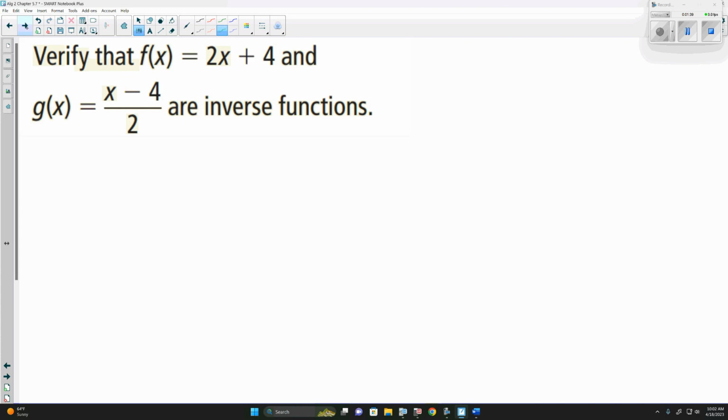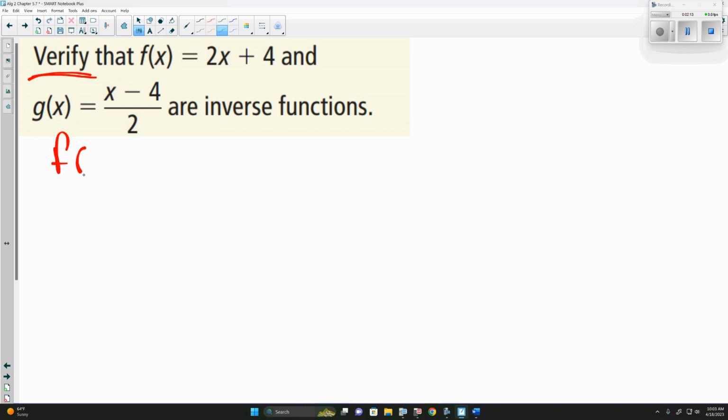So we'll look at this one here to start with, f of x and g of x. f of x is 2x plus 4. g of x is x minus 4 divided by 2. Do we believe that these are going to be inverses? Yes. And the problem actually tells us that they are, because it says verify that these are inverses. So it's essentially telling us that they are. We just have to show it.